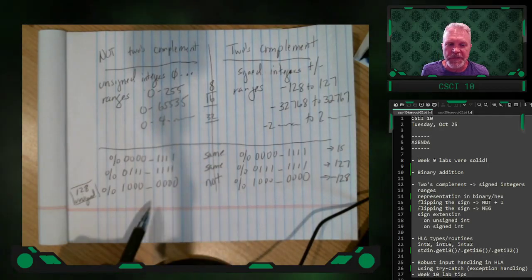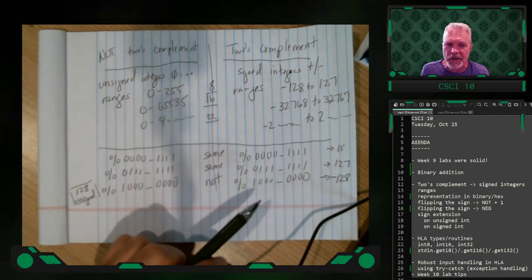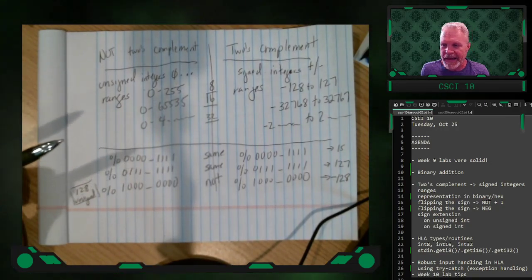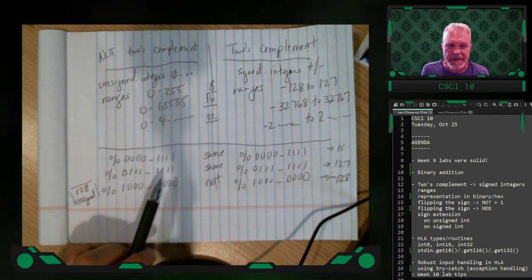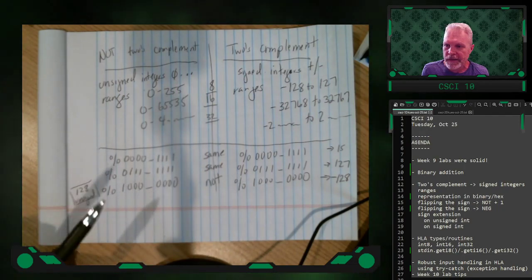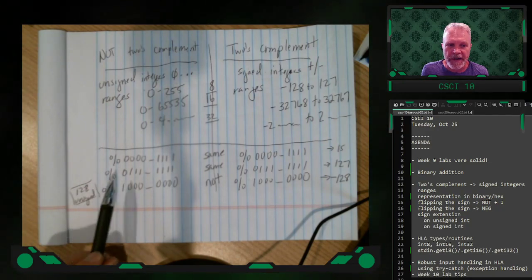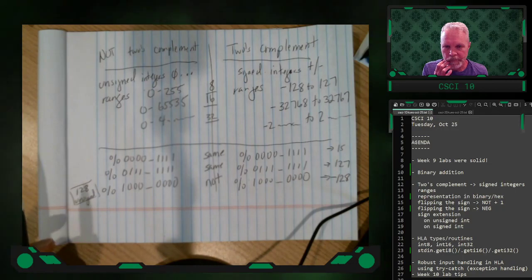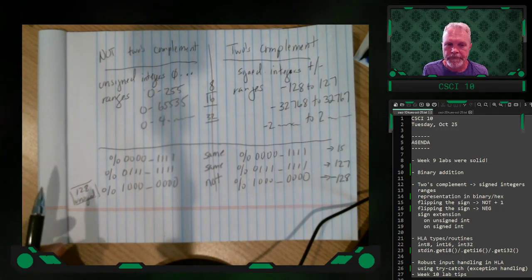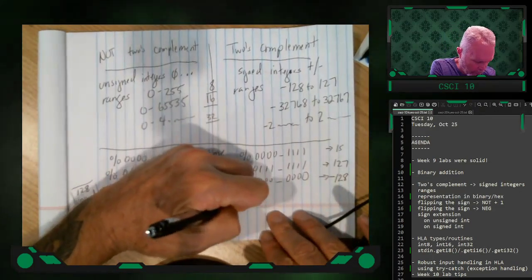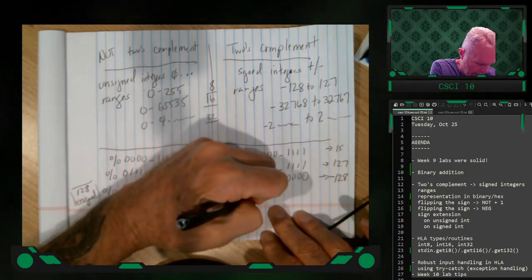So what's the trick? Does anyone know it already, or have a guess as to what the trick is? How does two's complement know when a value is negative, in other words, versus unsigned, which doesn't care? And while you're thinking about it, I will write a couple more that are negative.